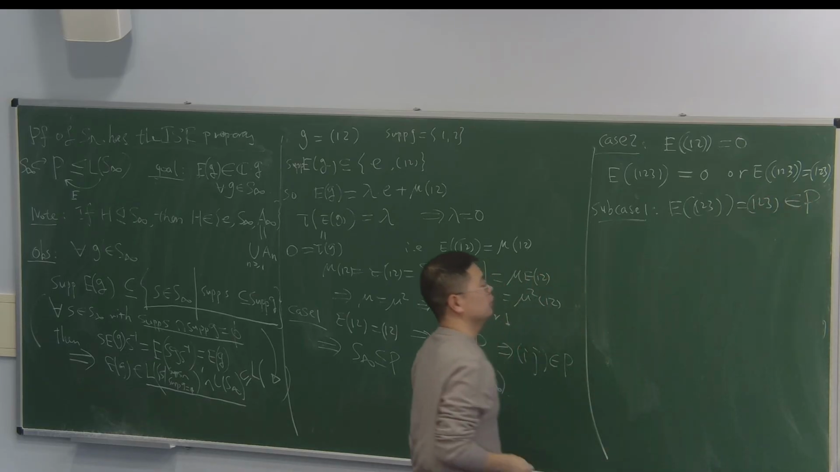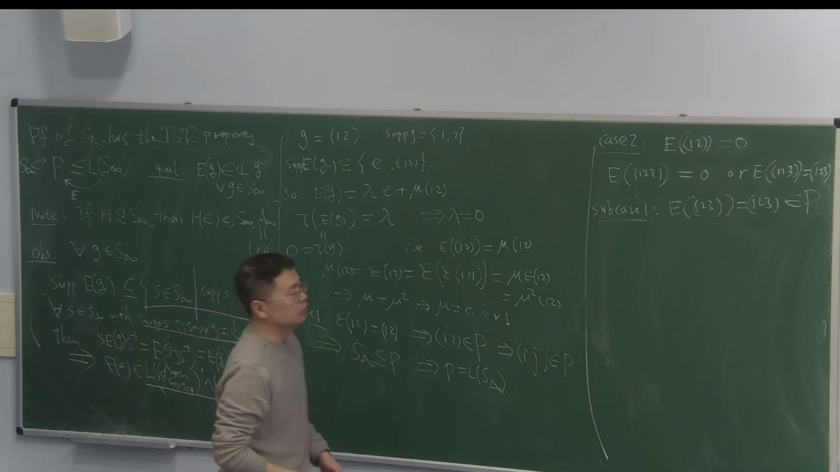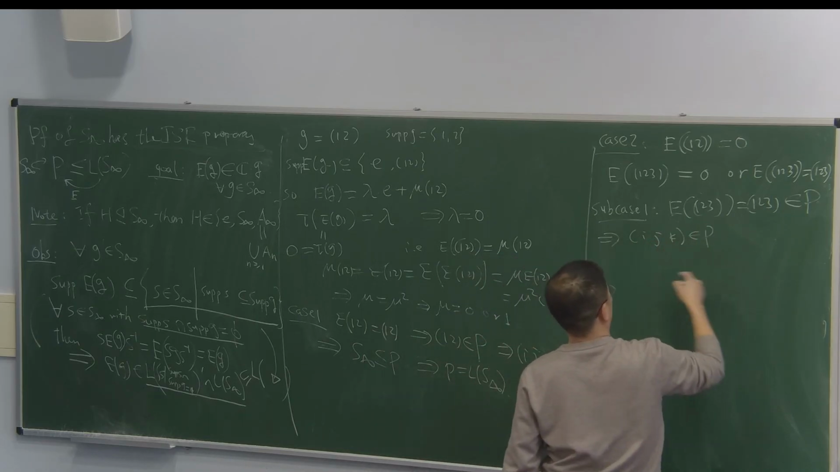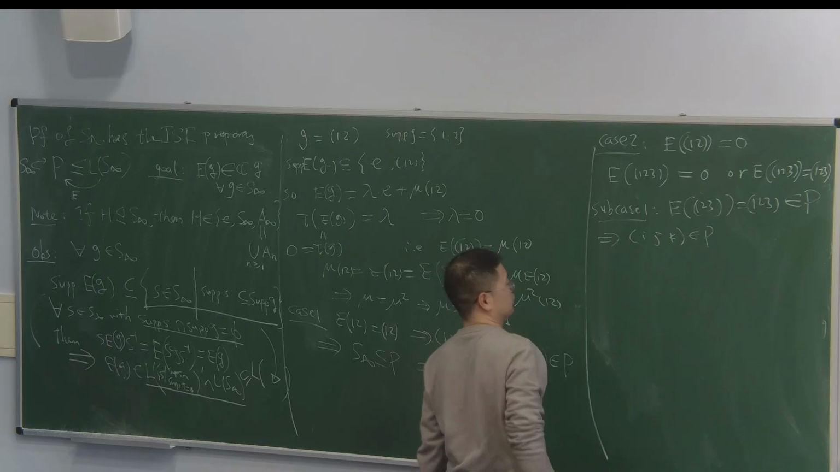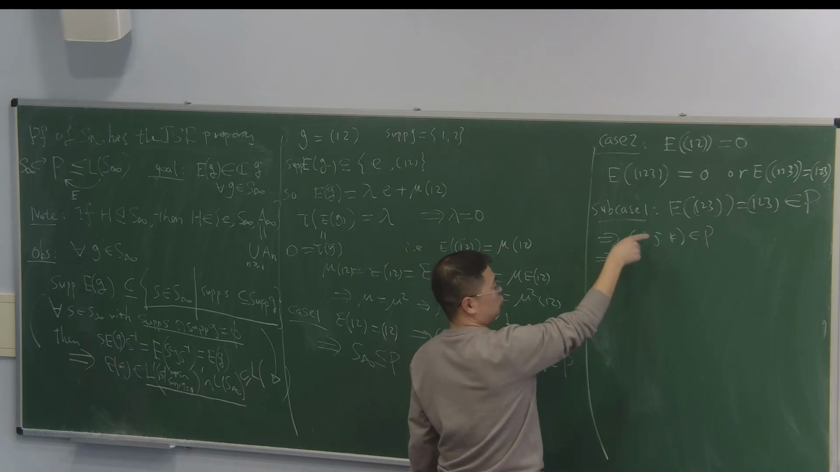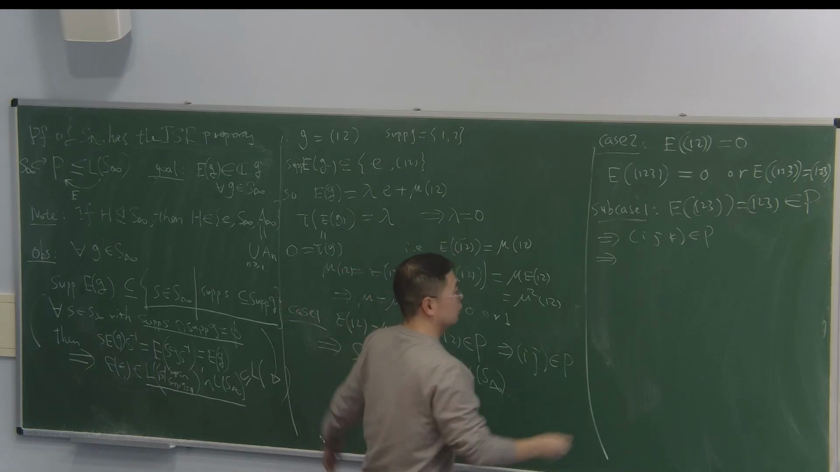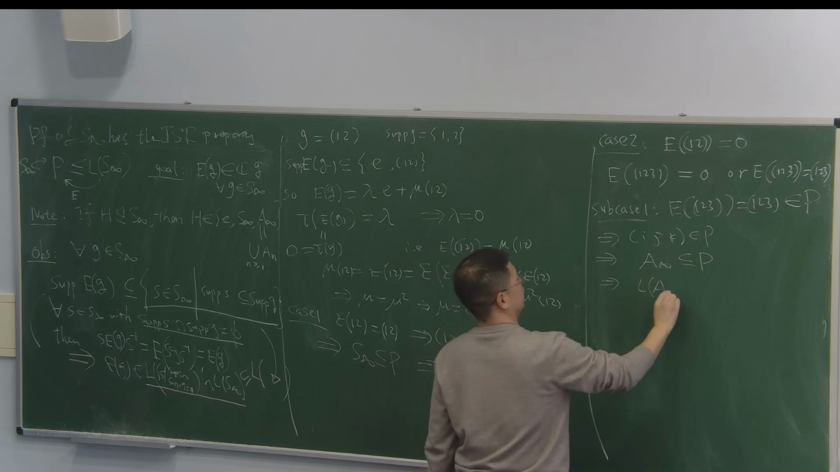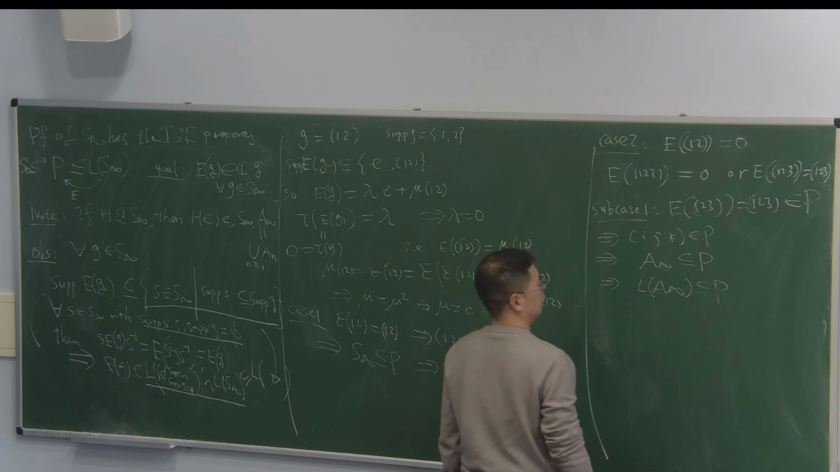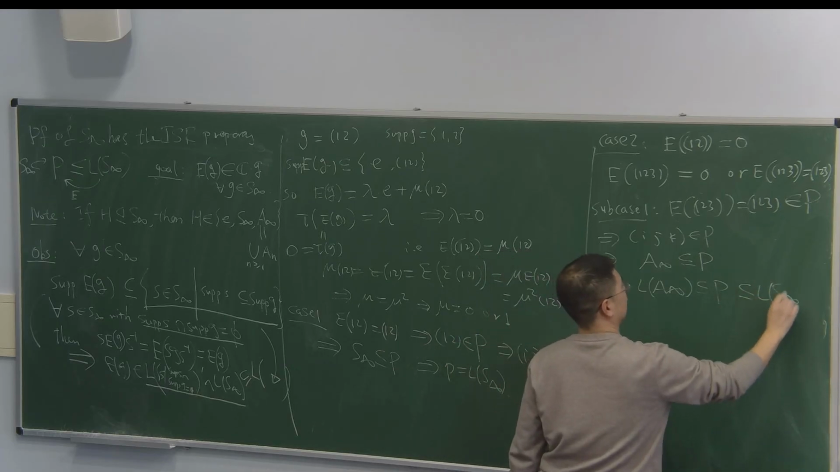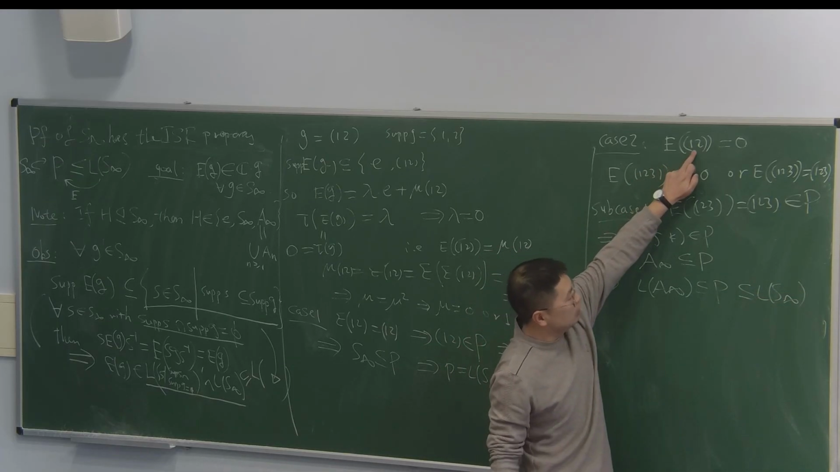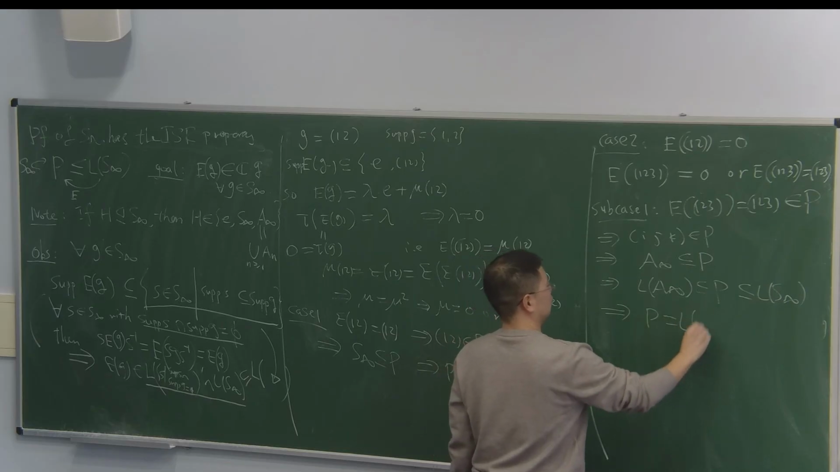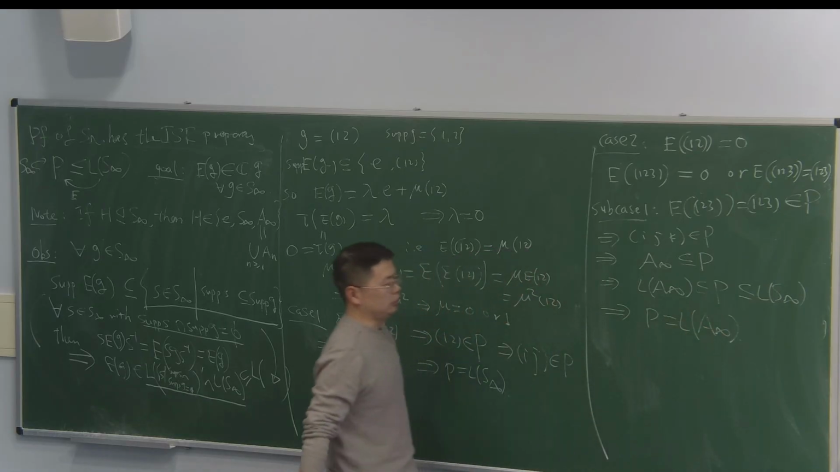Now by conjugation, all 3-cycles lie in P, for any 3-cycle (i j k) with i, j, k pairwise distinct. But these 3-cycles generate A infinity. So actually A infinity lies in P, so this is L of A infinity. But (1 2) certainly doesn't belong to P, it's not so hard to show. P has to be L of A infinity in this case.